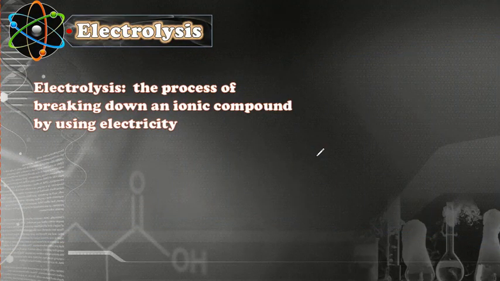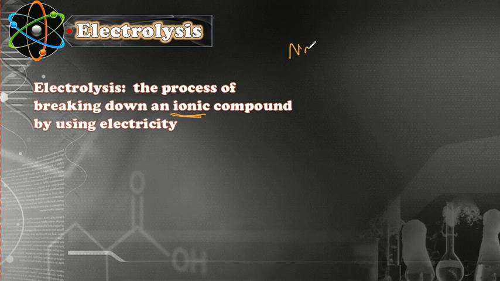We talked before about redox reactions, and we know about oxidation and reduction. Now we're going to look at electrolysis. We said before electrolysis is the process of breaking down an ionic compound. Look here, ionic compound. Not any compound can be broken by electrolysis. Only ionic compounds, by using electricity.